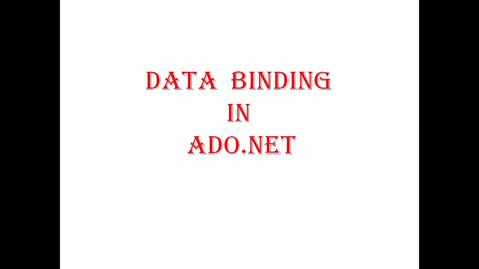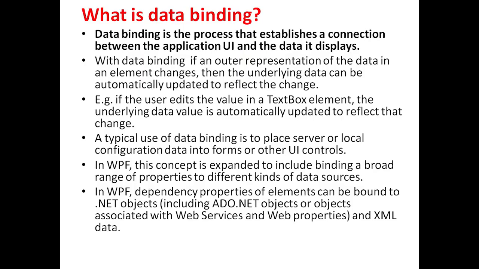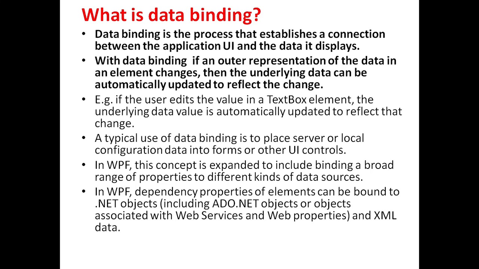Here we will see data binding in ADO.NET. First we will see what is data binding. It is a process that establishes a connection between the application user interface and the data that it displays. With data binding, if an outer representation of the data in an element changes, then the underlying data can be automatically updated to reflect the change.